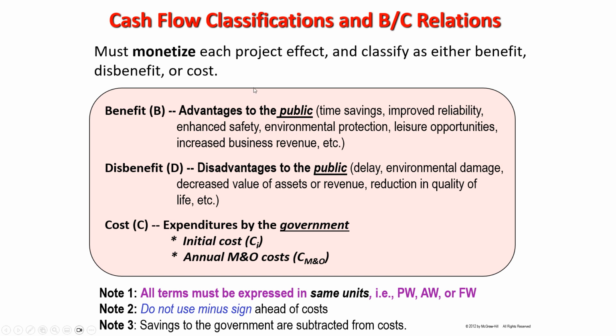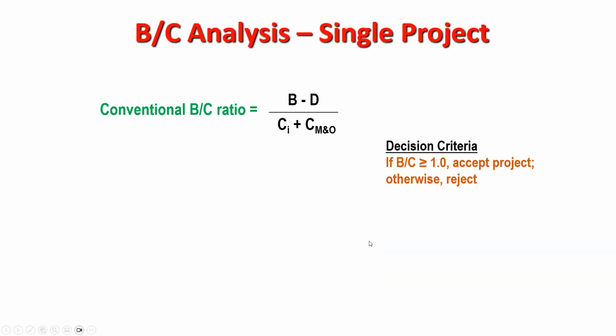And finally, when a project is undertaken that somehow reduces spending by the government, then you'd subtract that from costs. So if they upgraded a power plant because they wanted to make it more efficient, and then they had to spend less money on the fuel, then those savings would be subtracted from the costs of undertaking the project.